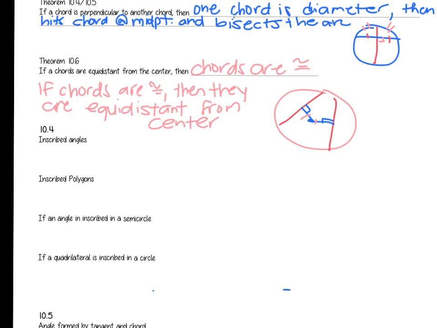So all of these theorems are on that Quizlet. They're in if-then statement form, but you can definitely review them using that Quizlet that's on there.